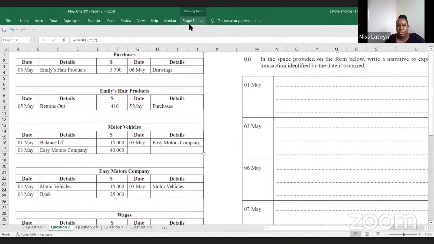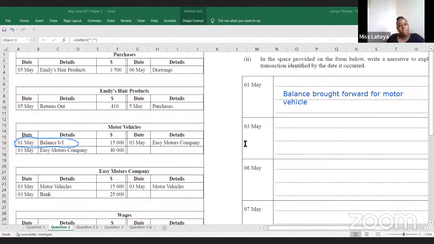Now we need to look at the transactions and look for the first. Where is the first transaction on the first? Is here. So they want a narrative for this. As we can see, the third transaction on the first, a balance brought forward. So our narrative can be as simple as that. Okay, balance brought forward for motor vehicle. So that's going to be the narrative for this transaction.